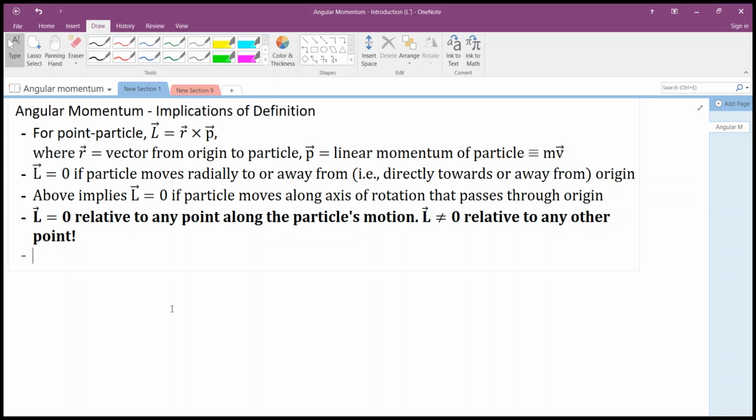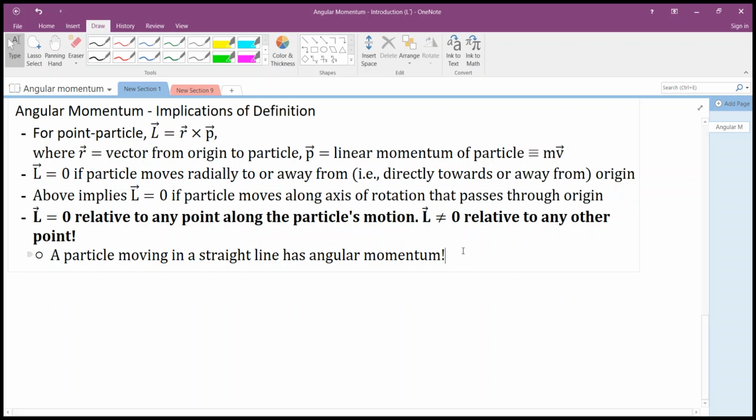What this also means then is the rather strange conclusion that a particle moving in a straight line has angular momentum, so long as you calculate the angular momentum relative to a point that is not along its motion. We could have seen this from the definition straightforwardly as well.